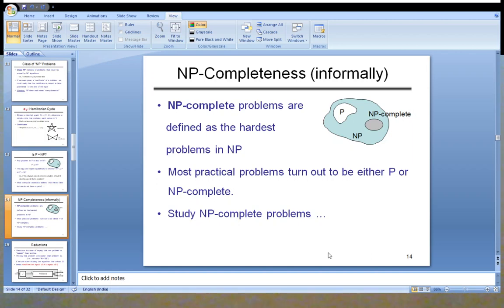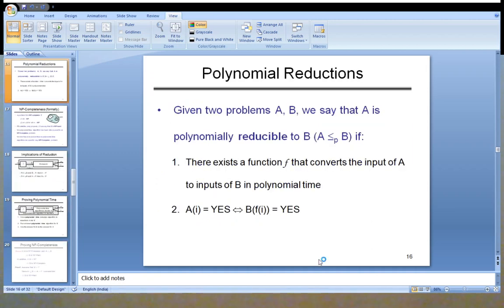So the technique that is used to solve this kind of problem is the reduction technique. If there are two problems A and B, we say that A is polynomially reducible to B, written A ≤p B, if there exists a function f that converts the input of A to the input of B in polynomial time.